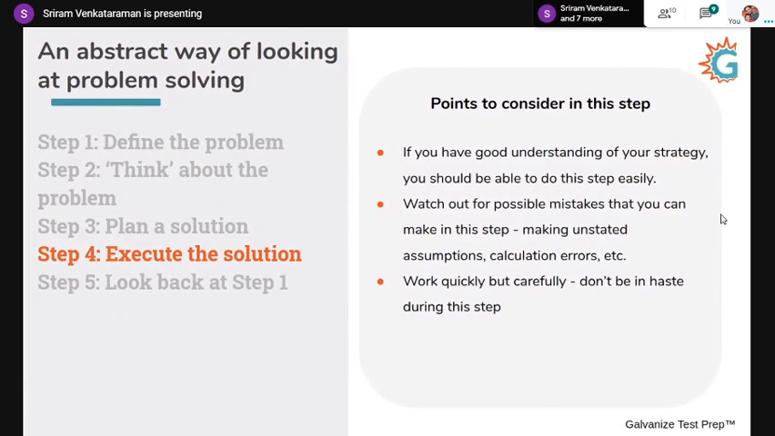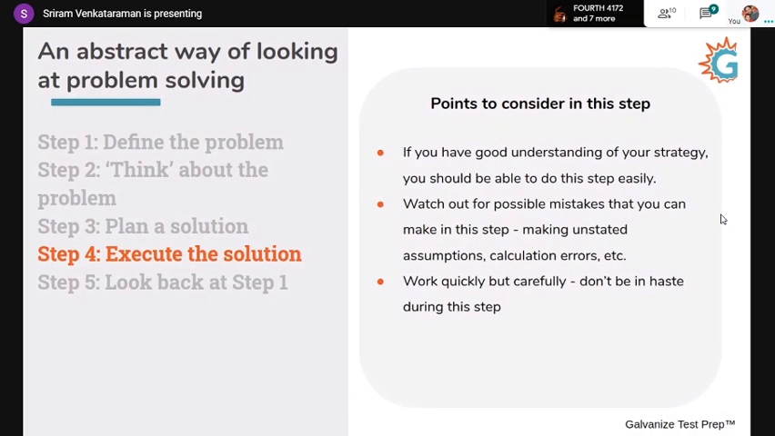Now, usually this is the easiest step, because you have thought about the problem, you have come up with a strategy, you know everything that needs to be done, and you're just going to mechanically work this out. You're just going to blindly follow the plan. So if you have a good understanding of your strategy and your concepts, then you should be able to do this step easily. But this is one step where you could make a lot of mistakes.